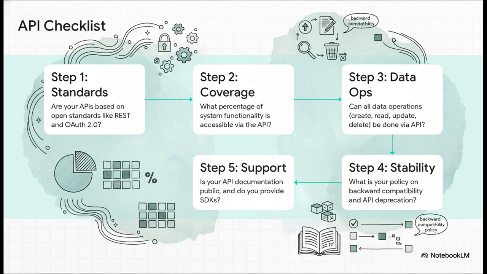So here it is, 5 crucial questions. Get ready. Number 1, are your APIs based on open standards like REST and OAuth? 2, what specific percentage of your system's functionality is accessible via the API? 3, can all the core data operations, create, read, update, and delete be done programmatically? 4, what is your official policy on backward compatibility and API deprecation? And finally, number 5, is your documentation public and do you provide SDKs? Trust me, their answers, or even just their hesitation to answer, will tell you everything you need to know.